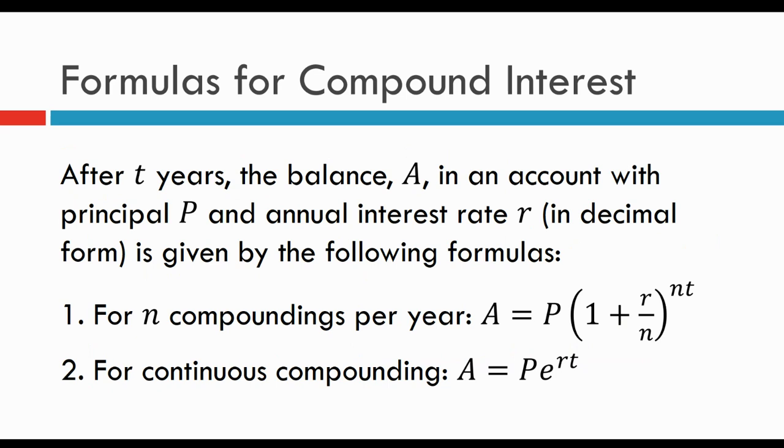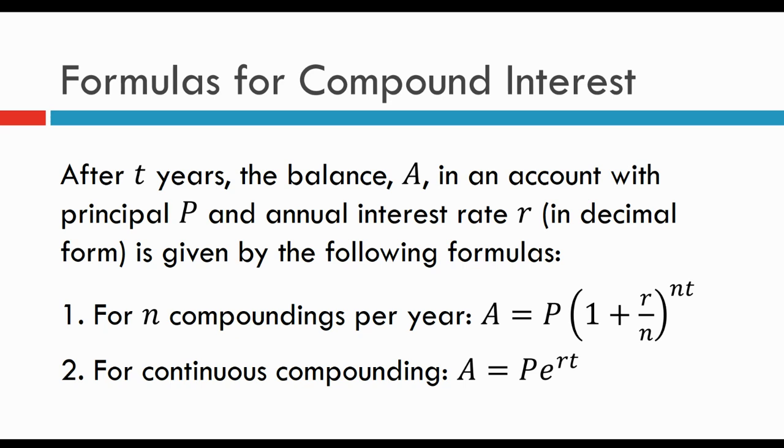When we're talking about compound interest, after t years, the balance A in an account with principal P and the annual interest rate r, which has to be written as a decimal, is given by the following formulas. If we're talking about n compoundings per year, then we use the formula A equals P times (1 plus r over n), all raised to the nt power. If we're talking about continuous compounding, we're using A equals P times e to the rt power.